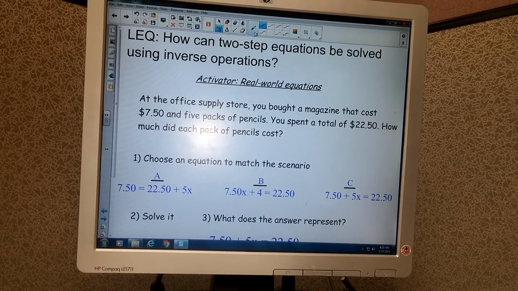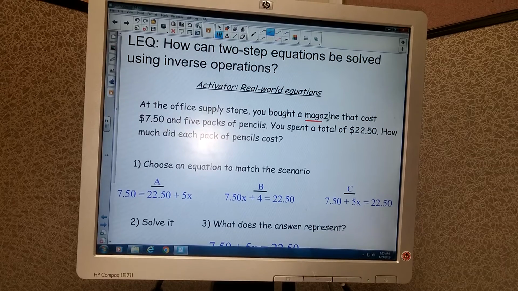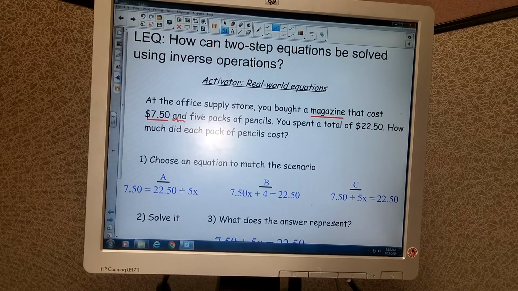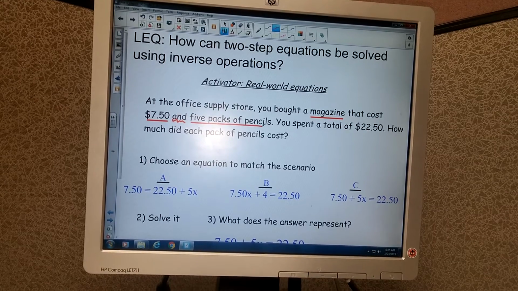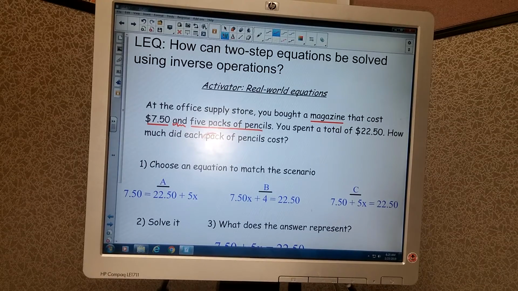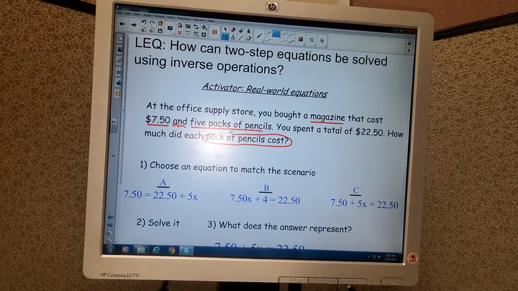So, looking at the problem, we have some key information. We know there was a magazine that was bought that was $7.50. They also bought 5 packs of pencils. So 2 things were bought. You spent a total of $22.50. How much did each pack of pencils cost? That's what we don't know.